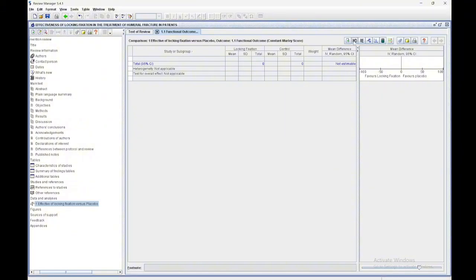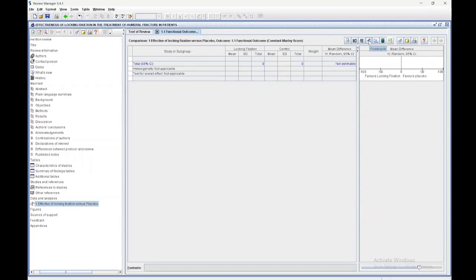Now, this is where we can change the effect measure. We can change it from standard deviation to mean difference, or whatever I want. This is also where we change the analysis model, either random effect or fixed effect. You can just tap it, and by tapping it, it changes easily.